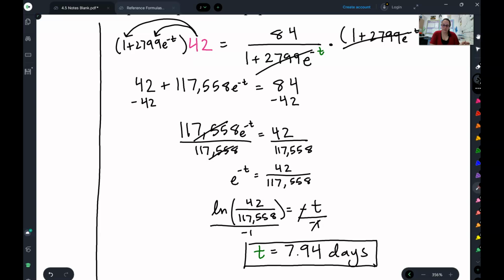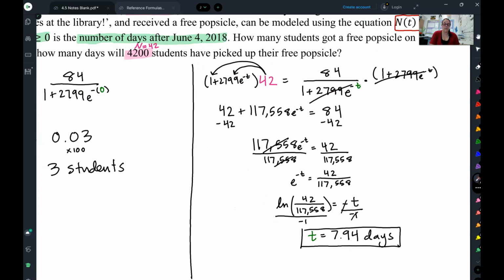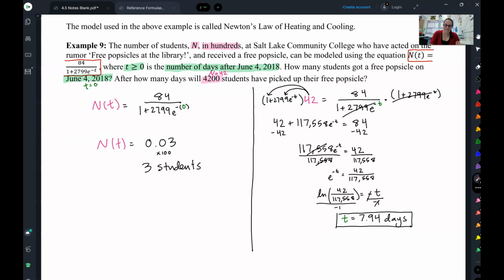Let's check your answer. So I subtracted 42 first. 84 minus 42 is 42. Divided by this basically to get my exponential alone. So then once my exponential is alone, I can change the form to ln, input and output flip places. And then the last thing I need to solve for t is to divide by a -1. So I put all that into my calculator, and I got 7.94 days. So it's going to take almost 8 days for 4,200 students to come and get their free popsicle. Hopefully they're not melted by then.